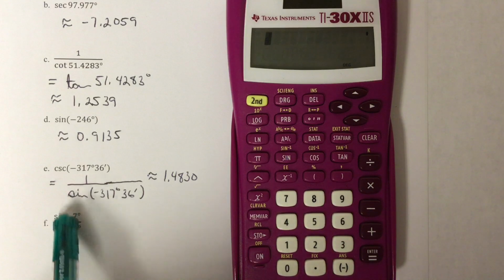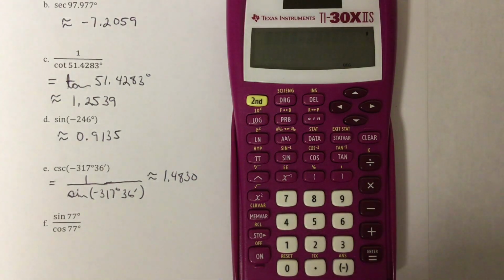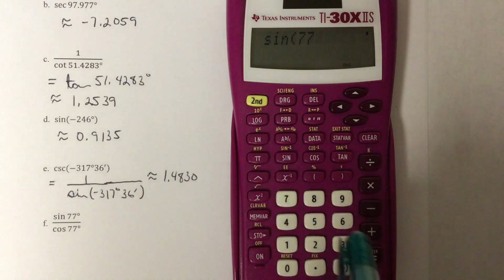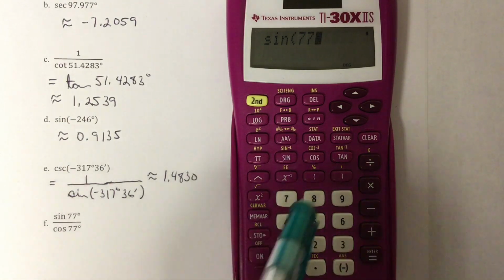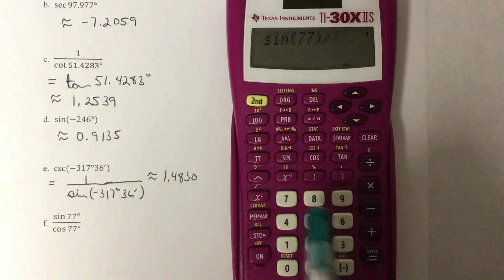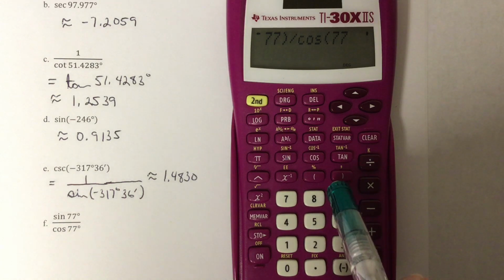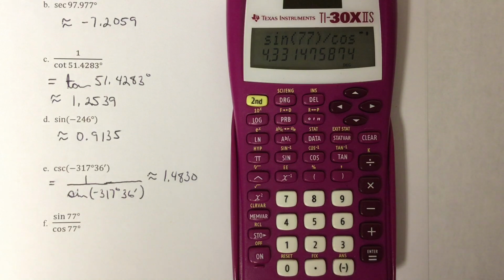So now in part F, we've actually got a quotient here. So we've got sine of 77 degrees divided by cosine of 77 degrees. So let's just enter it exactly the way it's written. So sine of 77 degrees, and you know we don't have to enter the degree symbol, but because there is more to the expression, we do need to close the parentheses here. So now I can press divided by cosine of 77. And I don't have to close the parentheses this time because now I'm done with the expression, and when I hit equal, the calculator will close those parentheses for us.